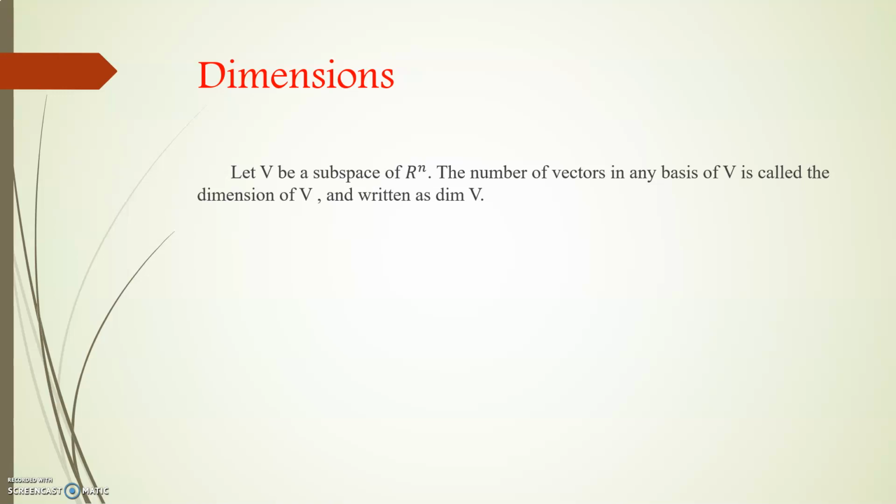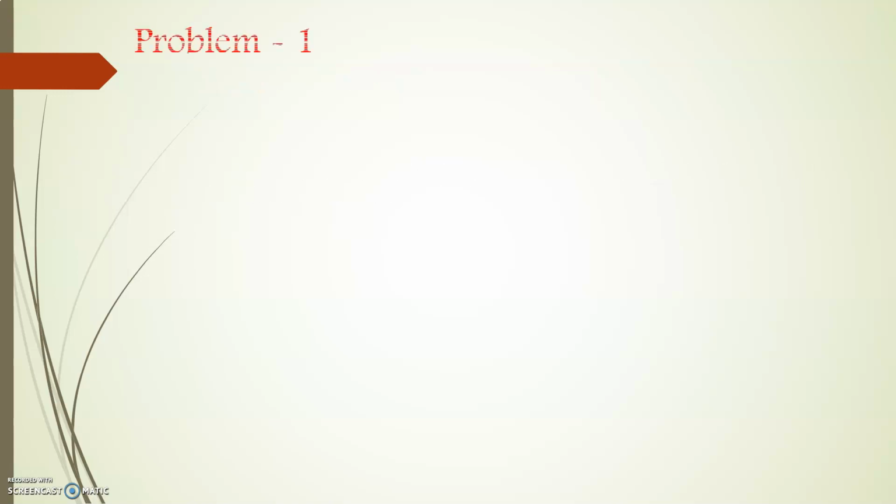Let V be a subspace of R power n. The number of vectors in any basis of V is called the dimension of V and is written as dim V. So the number of vectors in a basis is called the dimension. Simply we can say the number of basis vectors is called the dimension. Next we are going to see a problem on dimension.